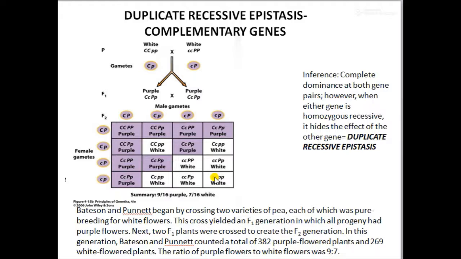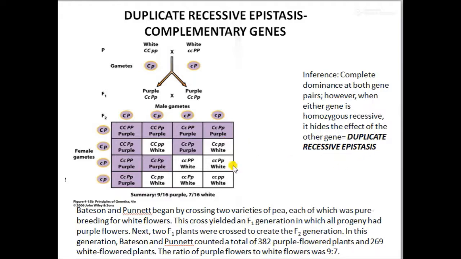So here, there is complete dominance at both gene pairs. When capital C and capital P are present, they have complete dominance, and they are responsible for the formation of the purple color. But when either gene is homozygous recessive, it hides the effect of the other gene. When capital C and capital P are there, we have purple color. But if either C or P is present in a homozygous recessive condition, that will inhibit the formation of the violet color.